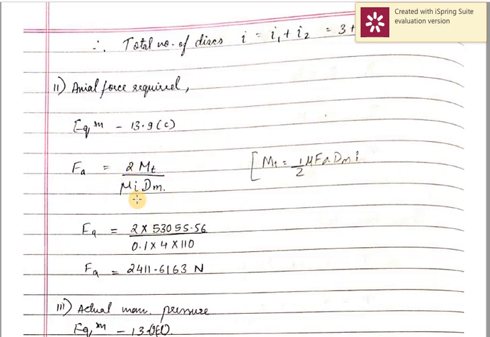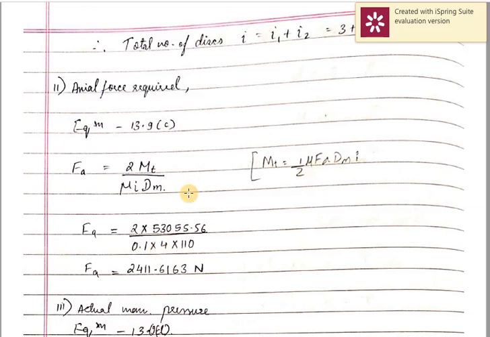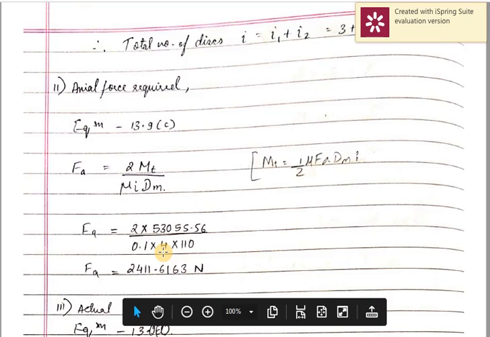So substituting the parameters, Mt as torque transmitted as 53055.56, mu value 0.1, I value is 4, that is number of active surfaces, not total number of discs. So I mention it once again, don't use this symbol I. So number of active surfaces is 4 and mean diameter is 110. So axial force is equal to 2411.6163 Newton. So this is the axial force required.